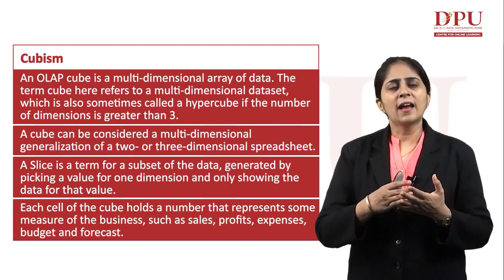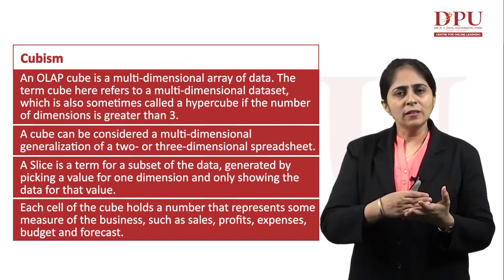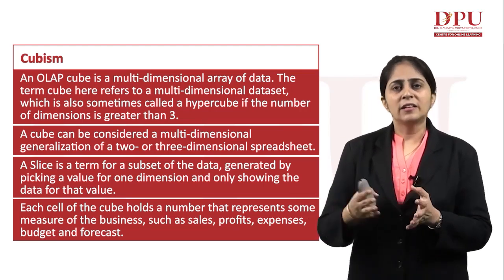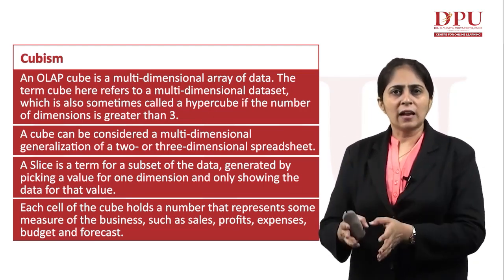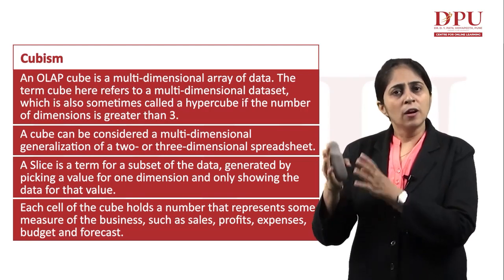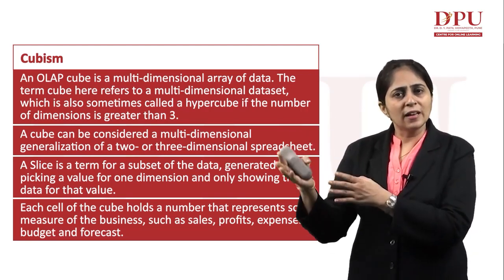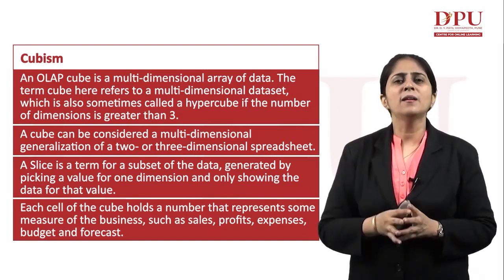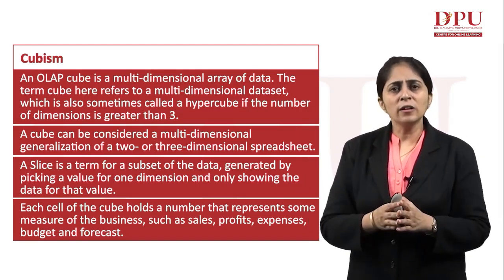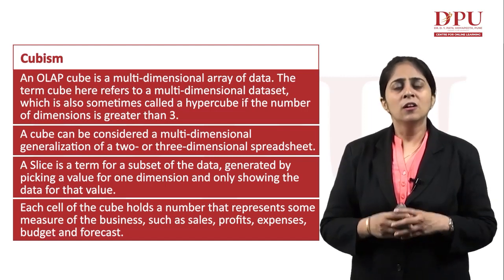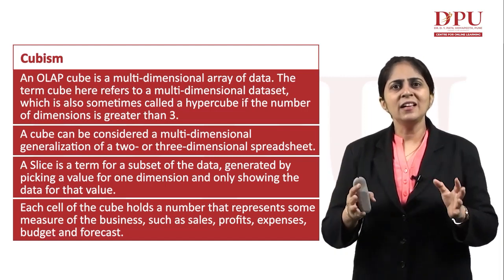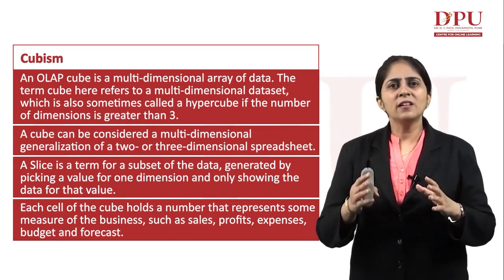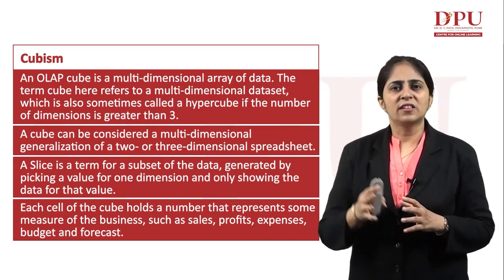For time, we can have day, week, month and year. But location can be many. It can be divided into Delhi, Calcutta, Mumbai, Bangalore, Chandigarh, so there can be a number of locations. So the sides are not necessarily equal. So cube here is basically a multi-dimensional data set which represents an arbitrary number of dimensions.